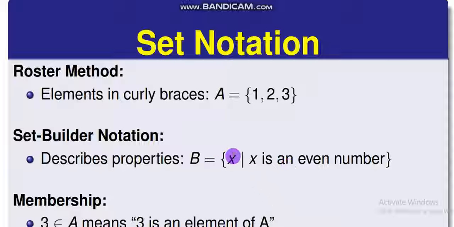So the variable is mentioned and then the condition is also mentioned. From there, anyone who sees the variable and the condition can list the elements of the set. So we call this set builder notation. In this one, you don't have to mention the elements of the set.